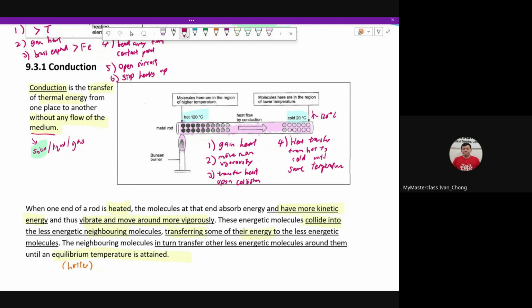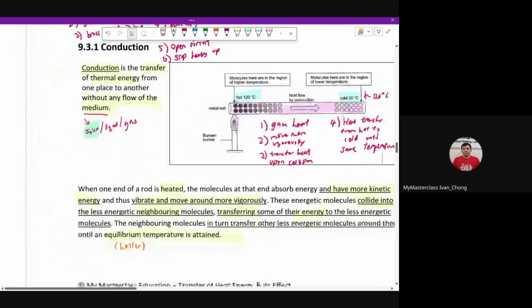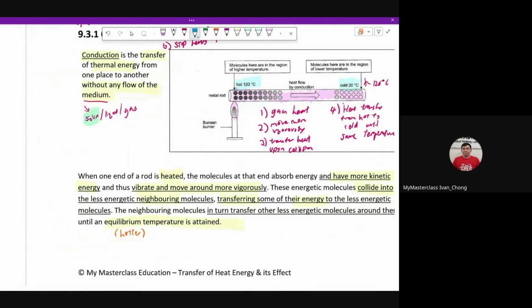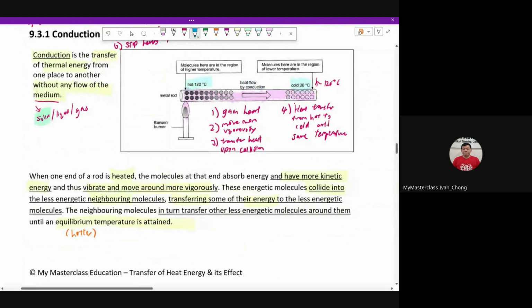Depending on your school, you might need to phrase it differently. But the gist of the idea is you gain heat, you move more vigorously, you transfer your heat when you collide with your neighbors, and you transfer your heat from hot to cold until you reach the same temperature. That is how conduction works. This entire long paragraph, or the points that you see here, is only for when they ask you to describe how conduction takes place.